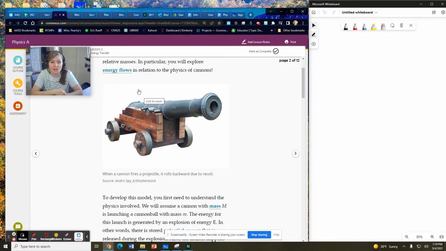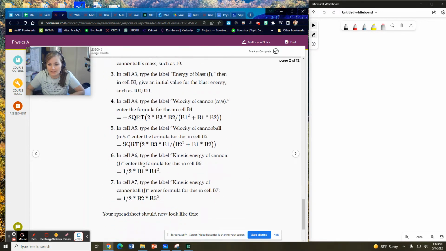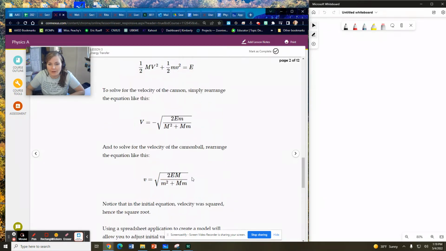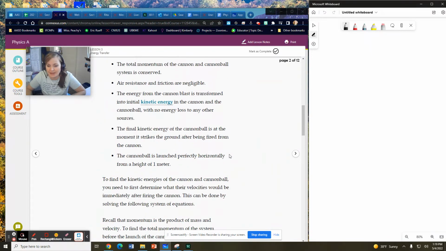And basically, it tries to explain to you using some math and a simulation, because it's going to have you do a little simulation down here using an Excel program, that if you change the mass, the more massive the cannon is, the less velocity the cannon is going to have. And the lower the mass of the cannonball, the more velocity of the cannonball, right? So both of them are moving, so both have energy of motion. And energy of motion is kinetic energy, 1/2 mass times velocity squared.